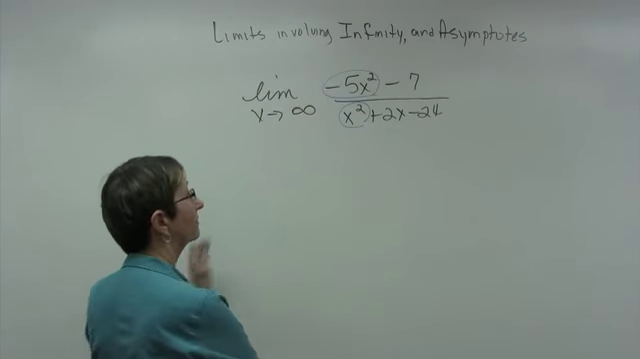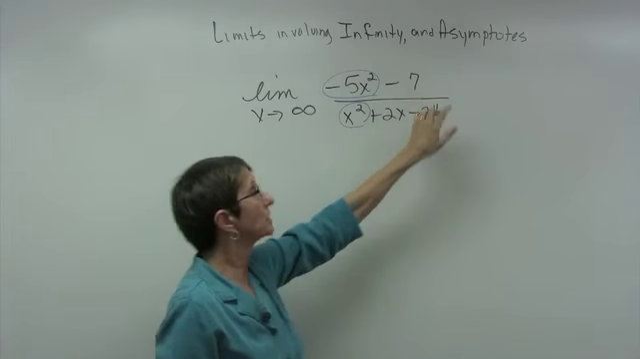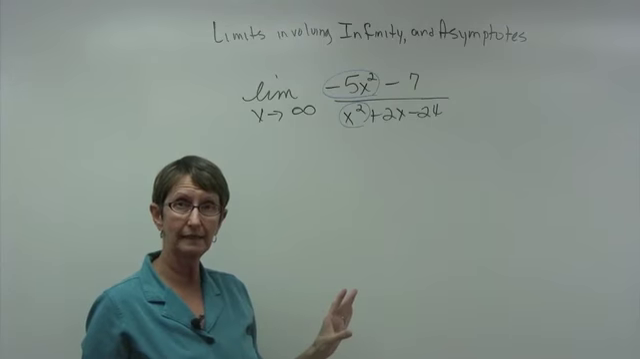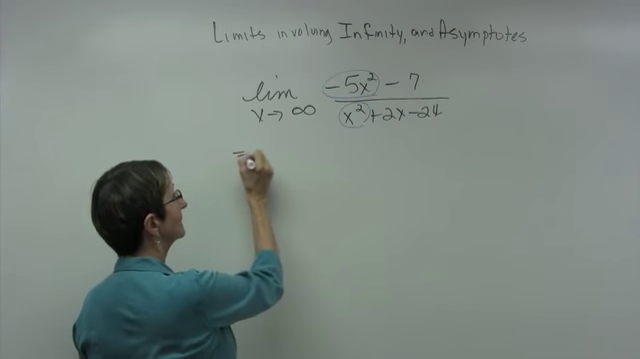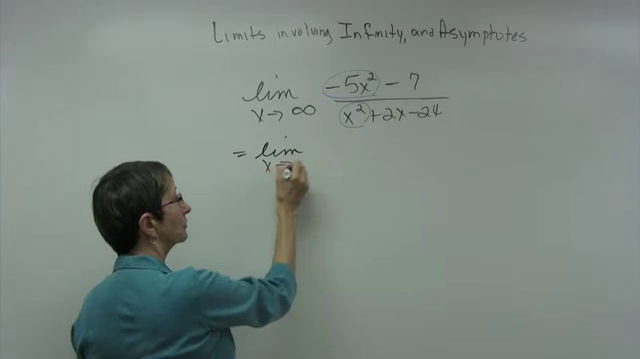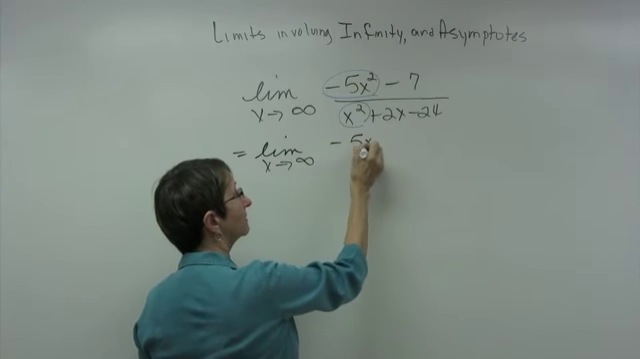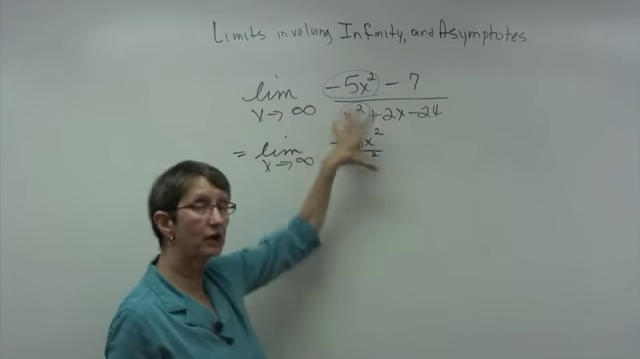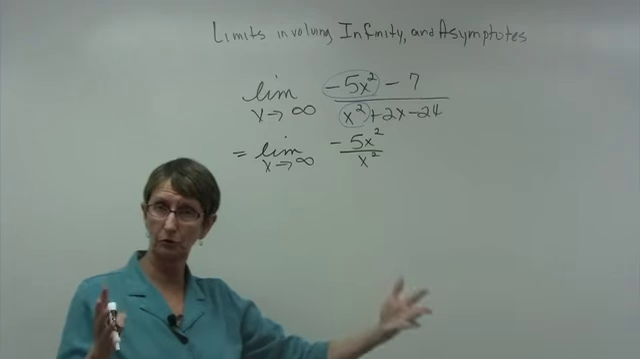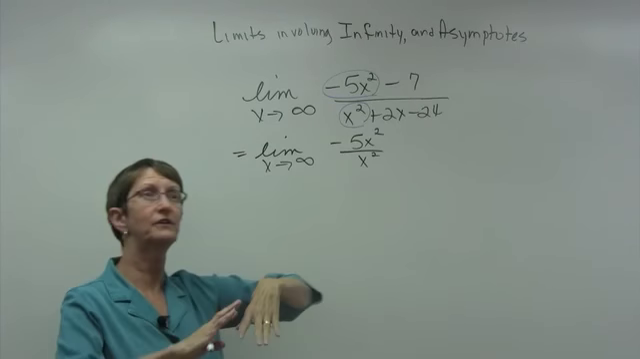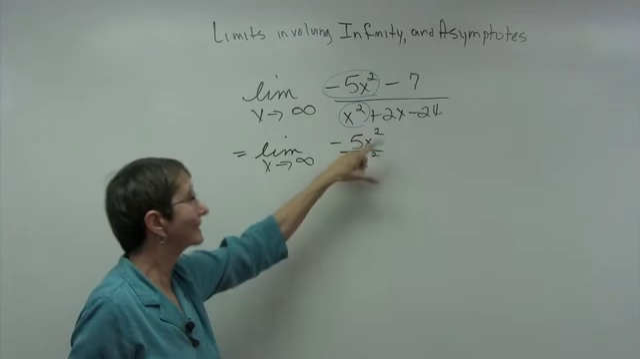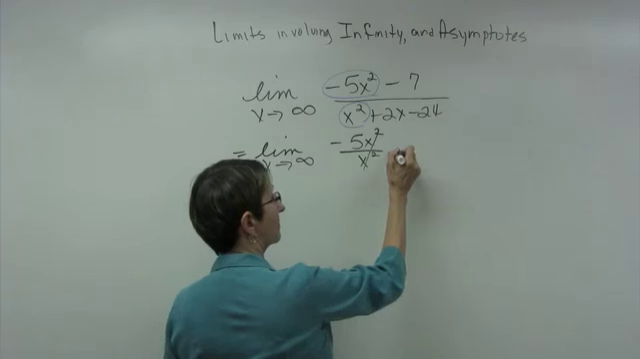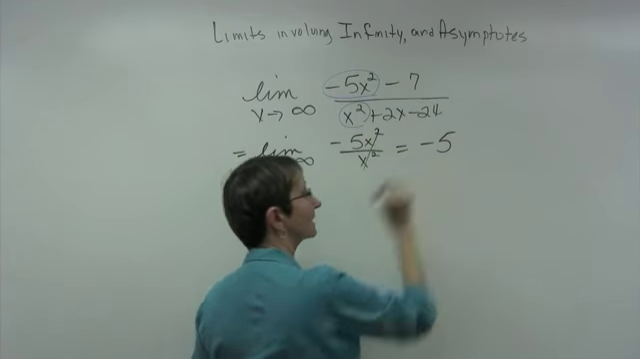If I'm plugging in a very, very, very large number, the negative 7 on top and the 2x minus 24 on the bottom really have no bearing on the numbers that I get. So this limit is equal to the limit as x approaches infinity of negative 5x squared over x squared. Now remember, it's not that the two functions are equal, it's end behavior. In the long run, as x approaches infinity way out on the x-axis, these have the same limit. Here I have x squared over x squared. That is equal to -5, and that is my limit.